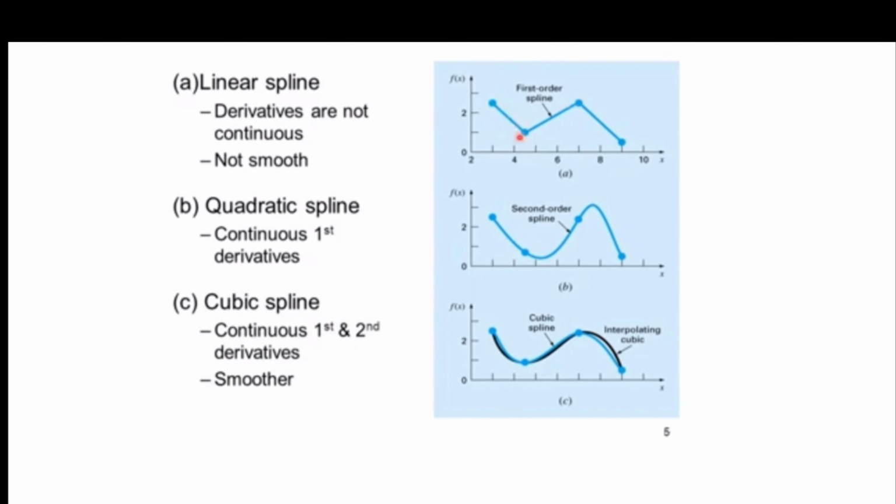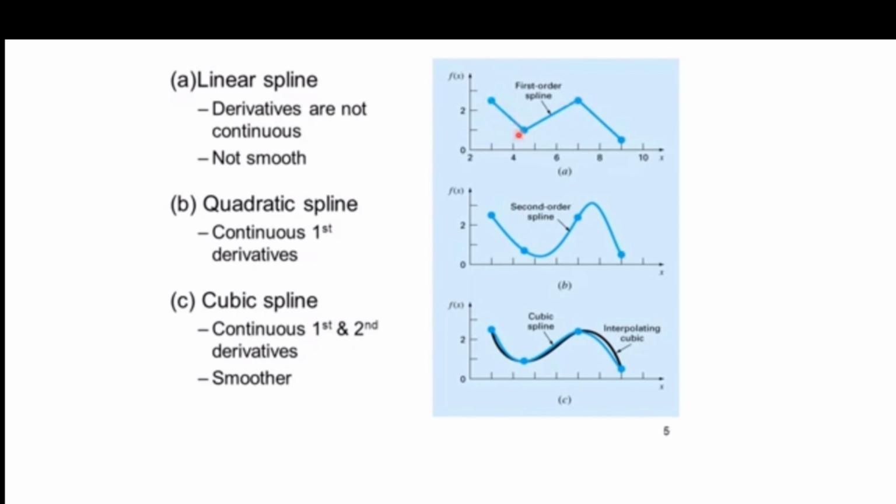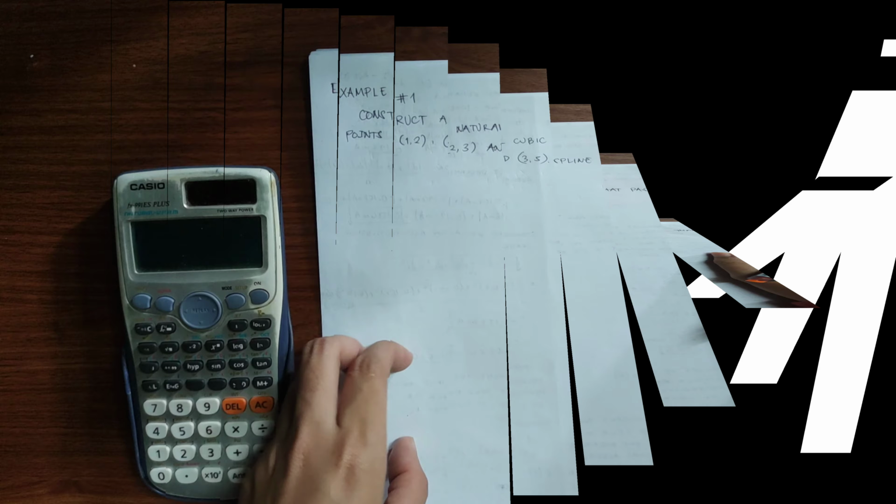Before I go into the example, here it shows the difference of linear spline, quadratic spline, and cubic spline, wherein cubic spline has continuous first and second derivatives and is smoother. And we're going to the examples for the cubic splines for more information and for you to understand.